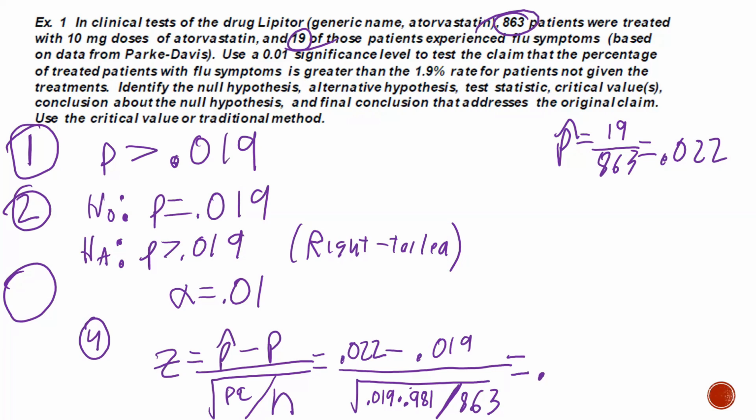Enough of a change that it's unlikely to have happened by chance, right? Is everyone following what I'm saying? It went up, but did it go up enough that it was unlikely to happen by chance? That's what you're always doing in a hypothesis test. So when you calculate this, you're going to get a z of 0.64. That's equal to z.